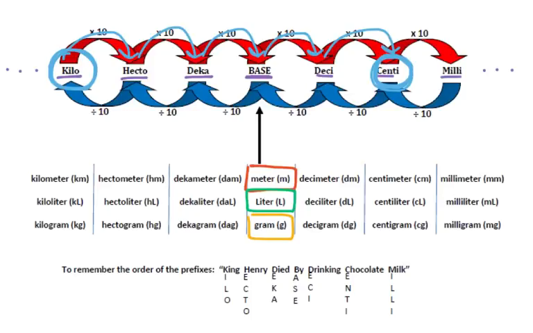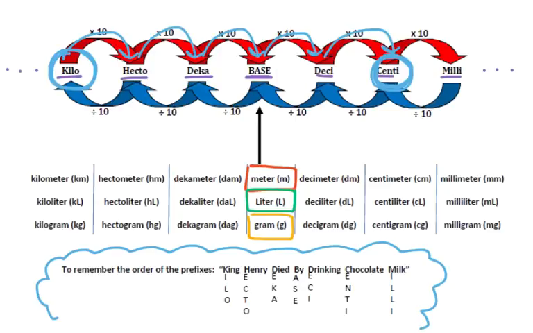If this is brand new, it does look like a lot of information, so I would encourage you to try out this little reminder at the bottom, which helps us remember the order of the prefixes. King Henry died by drinking chocolate milk can help you remember the order: kilo, hecto, deca, base, deci, centi, milli. Let's go ahead and try 3 of these.